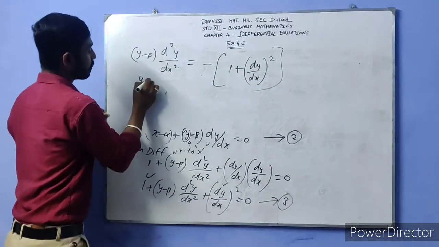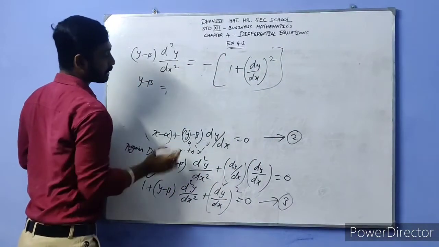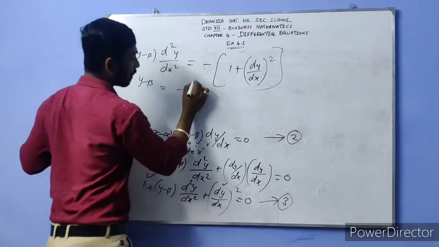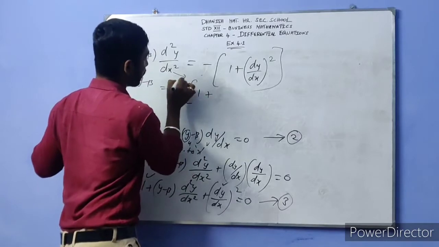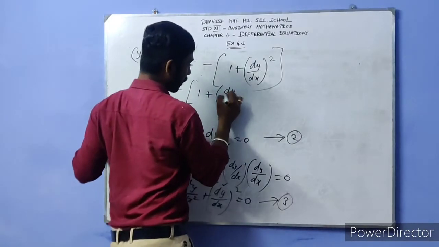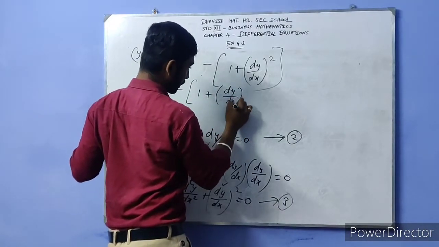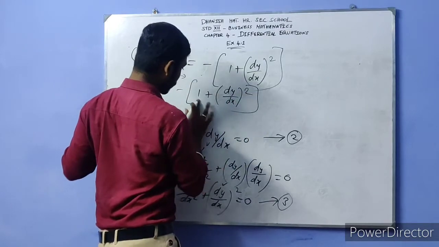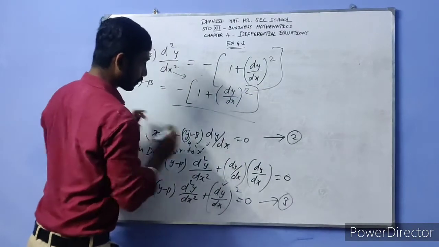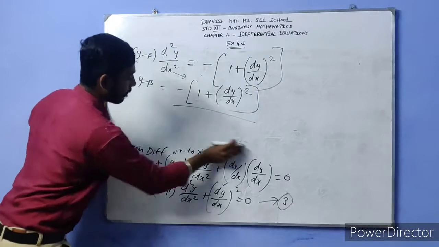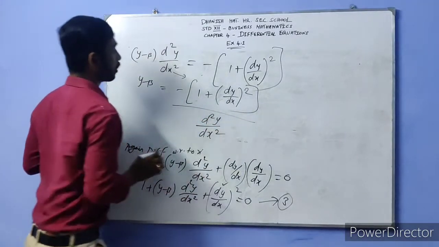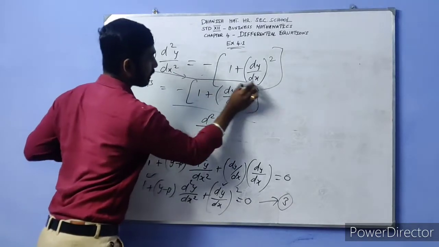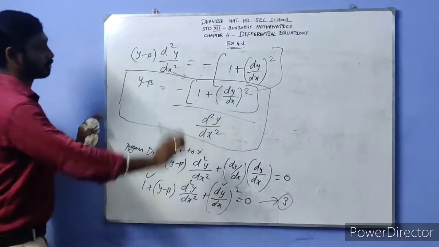So then y minus beta, this value will go to that side and change into the divided form: (1 plus (dy divided by dx) the whole square) divided by d square y divided by dx square. So here we are finding the y minus beta value.